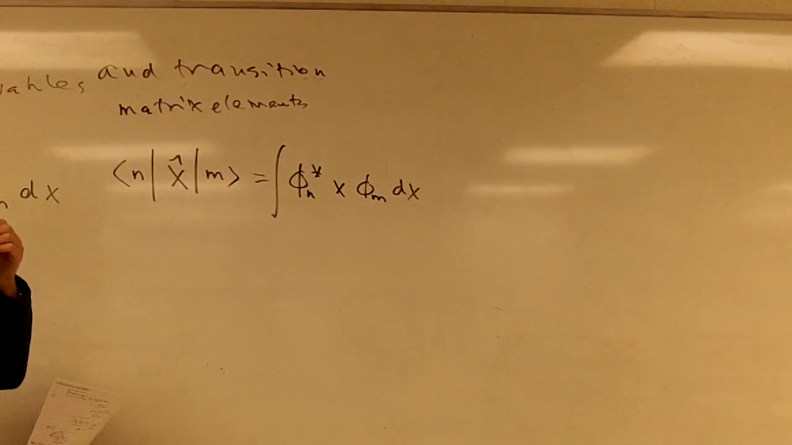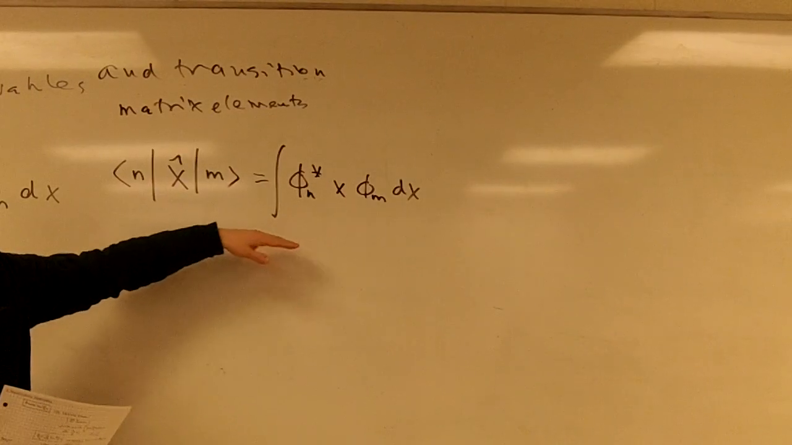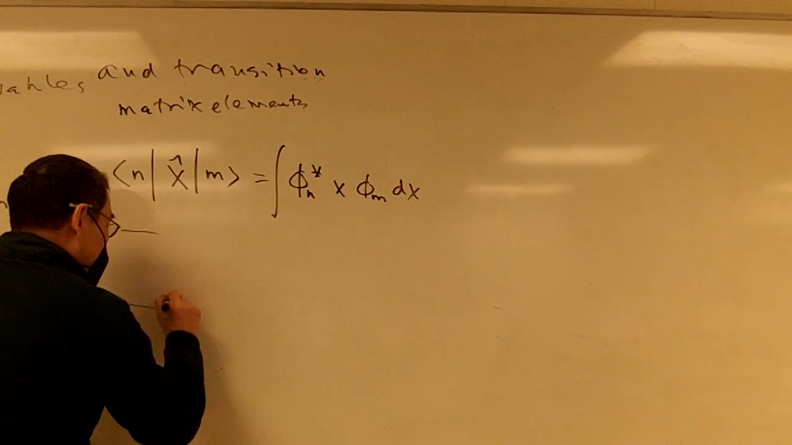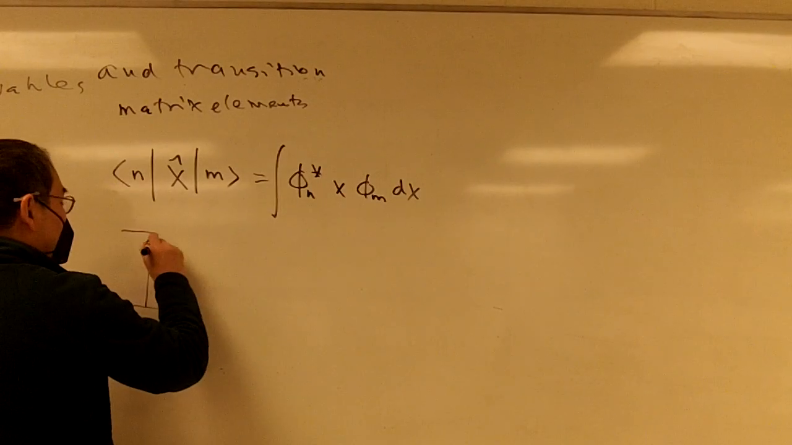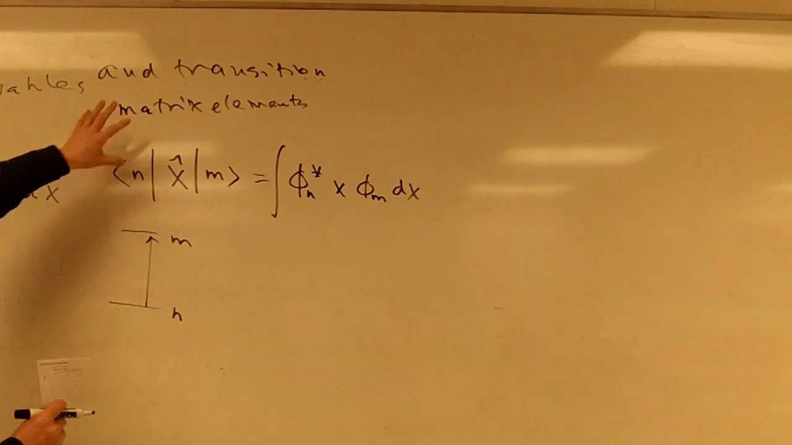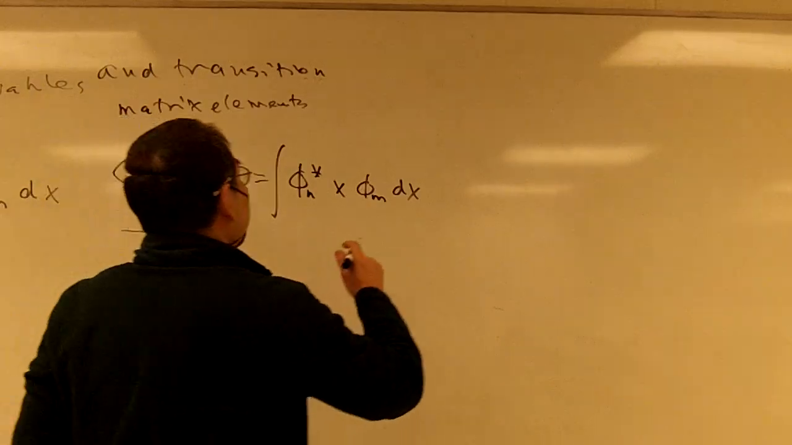Now in this case, the expression looks like this. We call it the transition matrix element. Essentially, if you have two levels, this is a transition from n to m. That's called a transition. I think it's a very simple expectation value. With an expectation value, the two wave functions are the same, but if you have transition matrix elements, these two will be different.